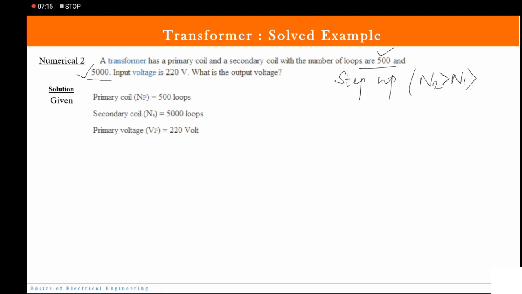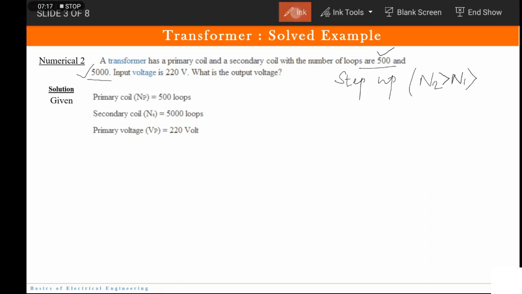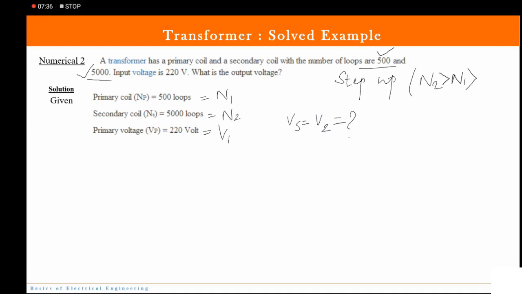So in this case, this is N1 or NP. This is N2 or NS. This is primary voltage or V1. Now we want Vs or V2. We have to calculate this. So do you remember that we have the transformer ratio, which is N2 by N1 equal to V2 by V1 equal to I1 by I2 equal to K. So we can use that equation here. Correct?